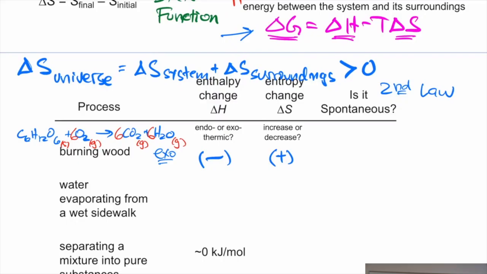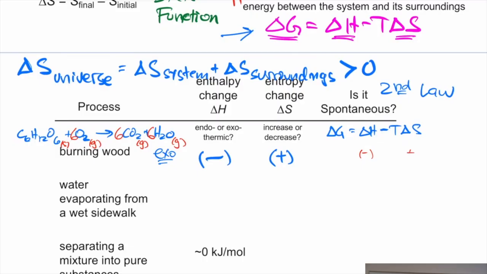Now we've got a good idea. If it's spontaneous, it's not only giving off thermal energy, so delta H is negative, but delta S, the entropy of the system, is increasing. If we put these both in the context of our grand equation, delta G equals delta H minus T delta S, let's take a close look at this. In this case, delta H is a negative value, and delta S is a positive value.